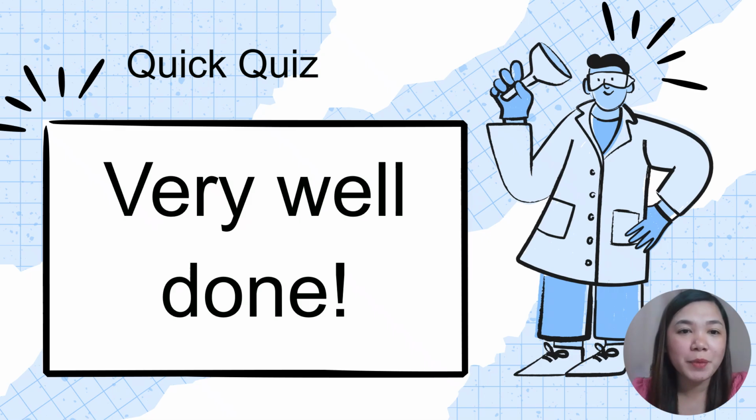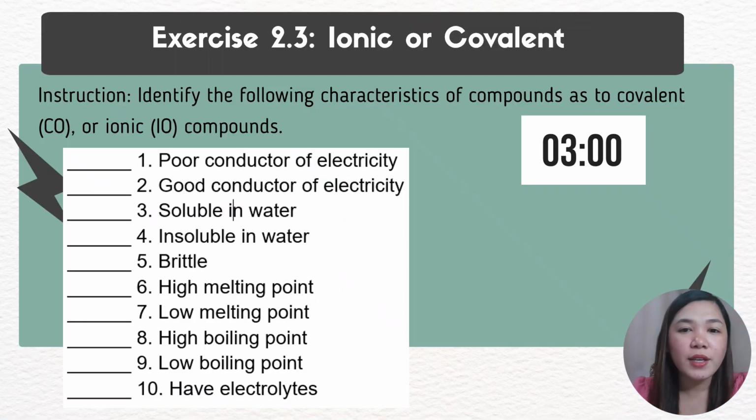Everybody, again, kindly please prepare your one whole sheet of paper and answer our exercise 2.3. Same, I'm going to give you 3 minutes in answering this. In your one whole sheet of paper, the following instruction: identify the following characteristics of compounds as to covalent. Write it CO, if it's ionic, write it IO. So in your paper, exercise 2.3, ionic or covalent, write numbers from 1 to 10, and do not write anymore here our items, but rather answer directly.